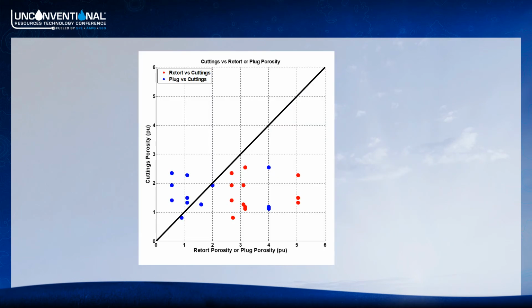Here we show a cross plot of cuttings versus plug and retort porosity. The agreement versus plugs is better than agreement versus retort, but neither are excellent. This is mostly attributed to low porosity of the samples and the error in the measurement, which is about plus or minus 1 pu for our cuttings procedure.